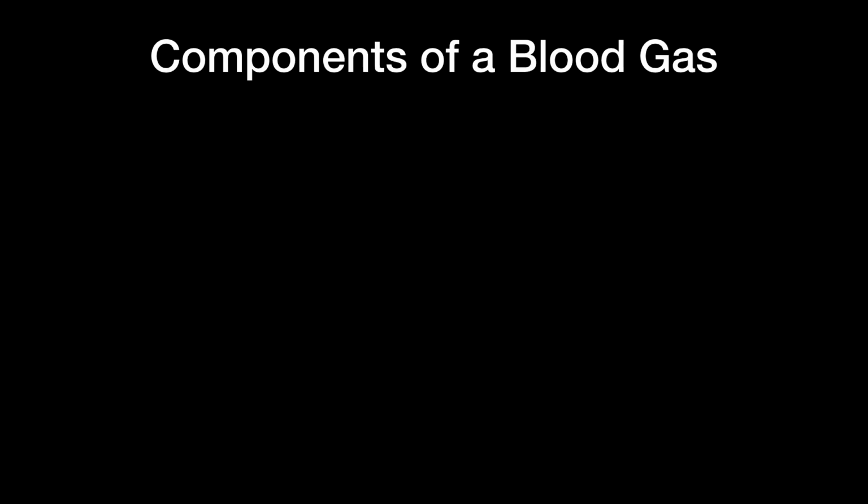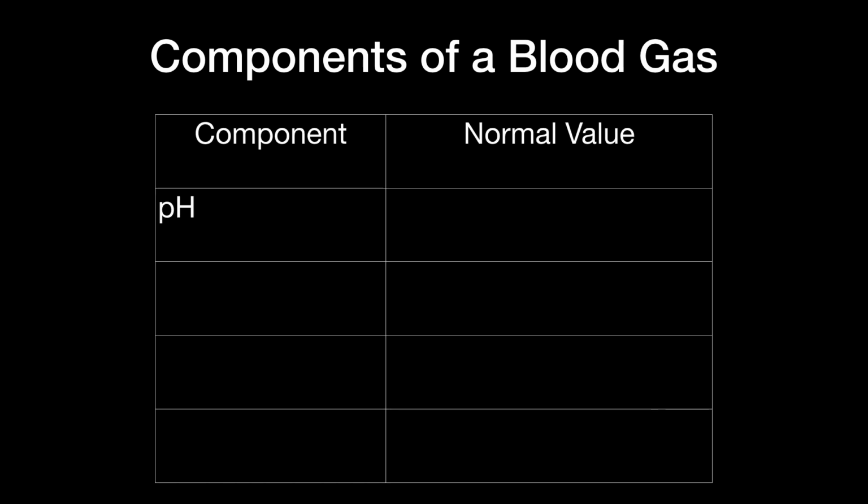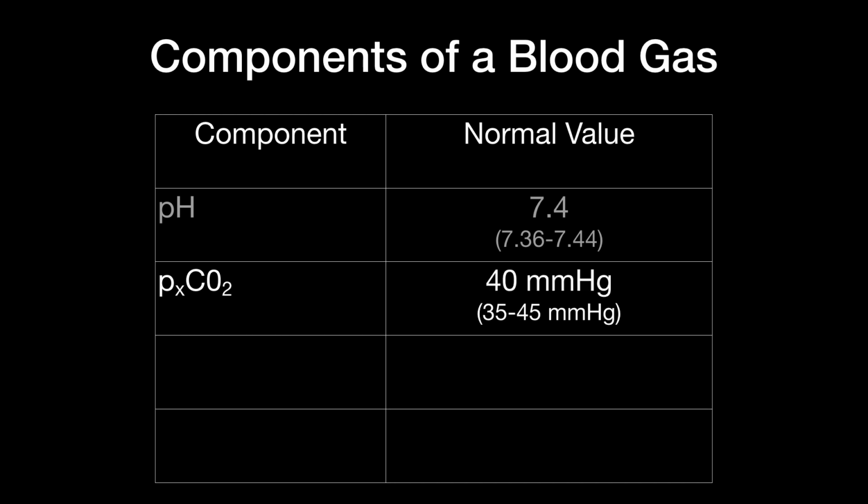Now let's move on to the components of a blood gas. The first thing that you get in a blood gas is the pH. The normal pH of the body is 7.4, but it can range somewhere between 7.36 and 7.44. The next component you'll see is the partial pressure of carbon dioxide. The normal partial pressure of carbon dioxide is 40. It also has a range between 35 and 45 millimeters of mercury.